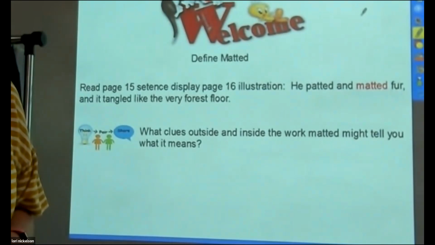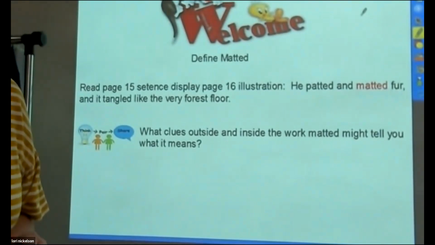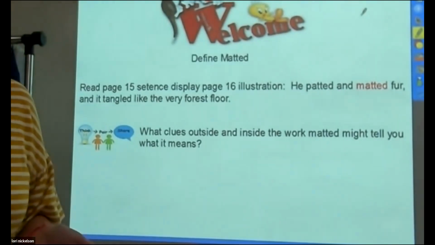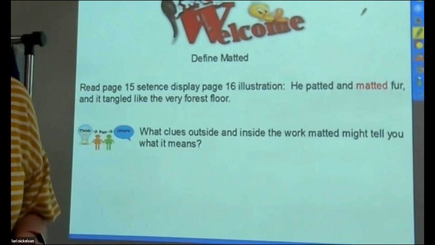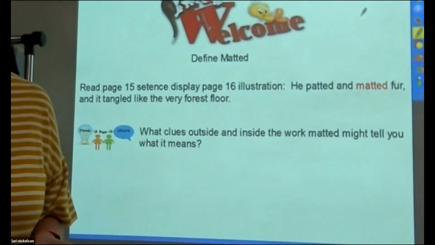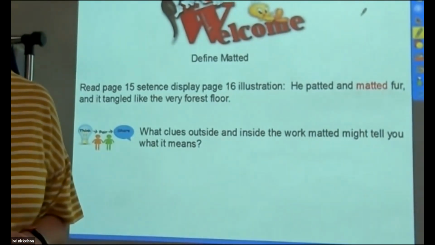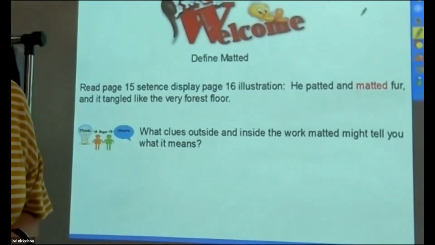And I even saw the word mat before. It's what you put in front of your door to wipe your feet on. Like you slept on a mat in kindergarten, right? The ending ed means it happened in the past. So the root word there would be mat.